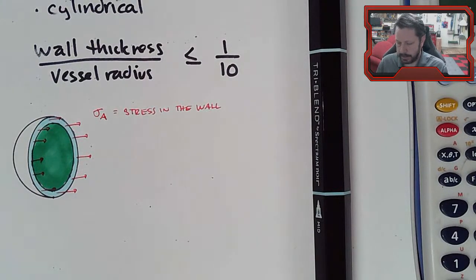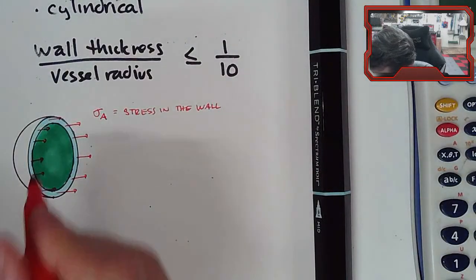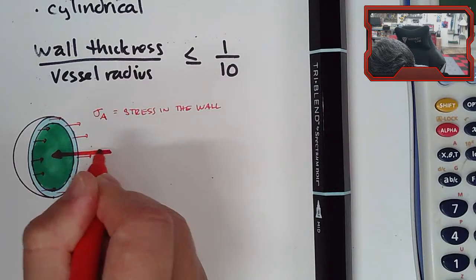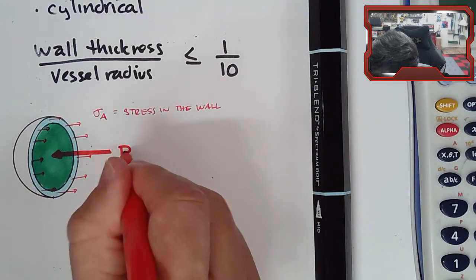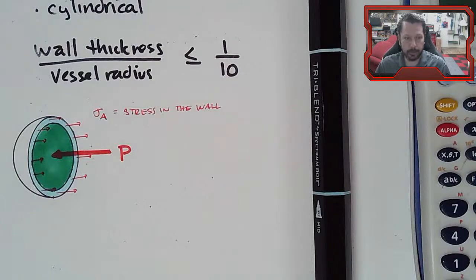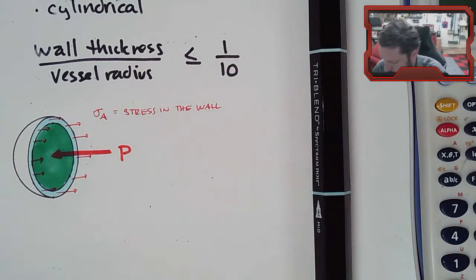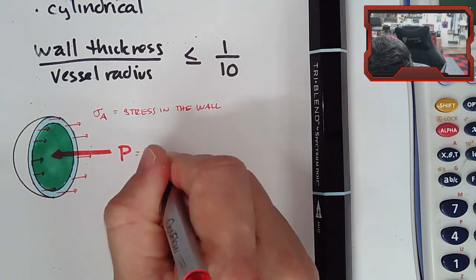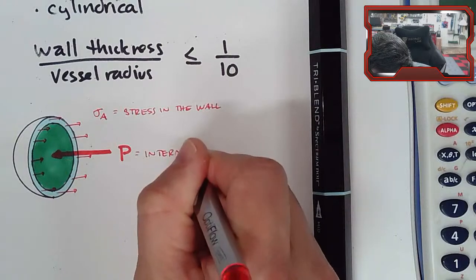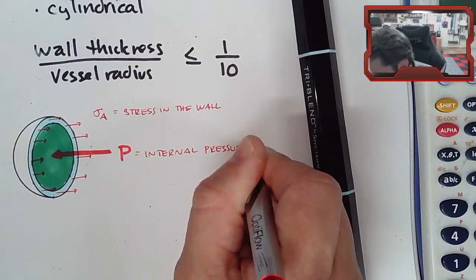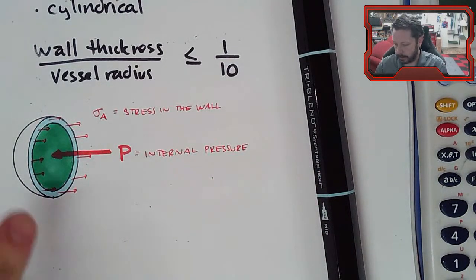There's some kind of pressure that, in this case, is going to be pushing to the left. We'll draw a big arrow for that. So this pressure, we'll call it P. That's the internal pressure that is causing this stress in the wall to exist in the first place. So this is whatever internal pressure we're holding in this pressure vessel. And we're thinking of the internal pressure being larger than the surrounding air pressure.